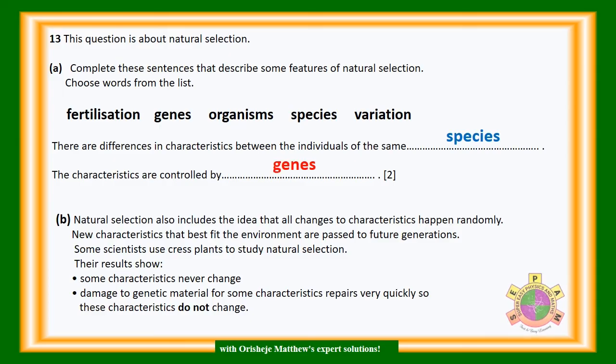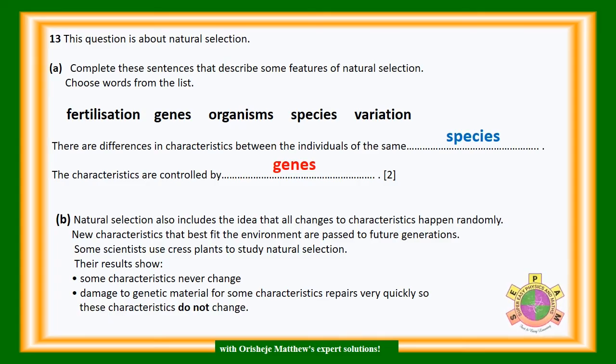Question 13b. Natural selection also includes the idea that all changes to characteristics happen randomly. New characteristics that best fit the environment are passed to future generations. Some scientists use cress plants to study natural selection. Their results show some characteristics never change. Damage to genetic material for some characteristics repairs very quickly, so these characteristics do not change.